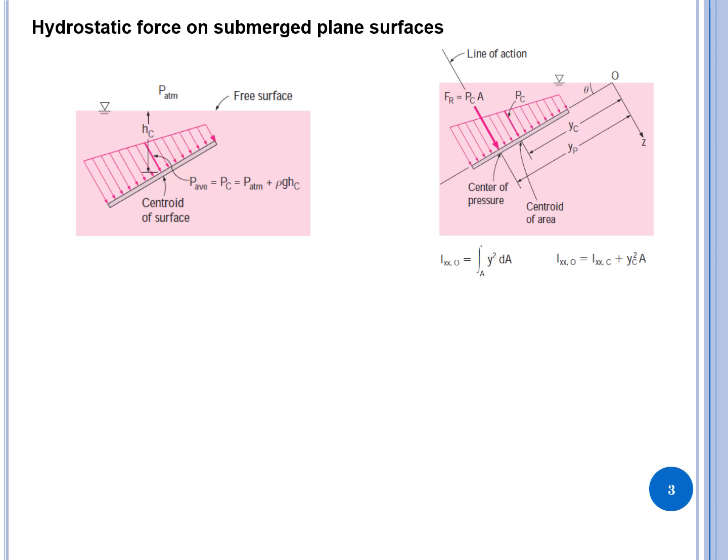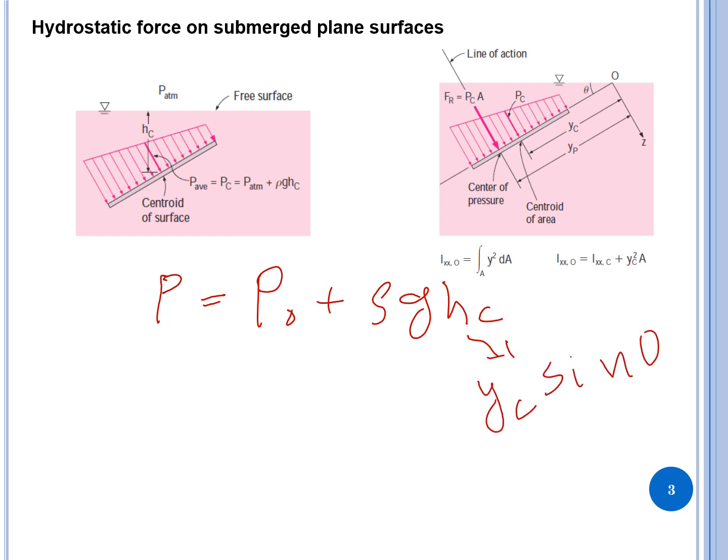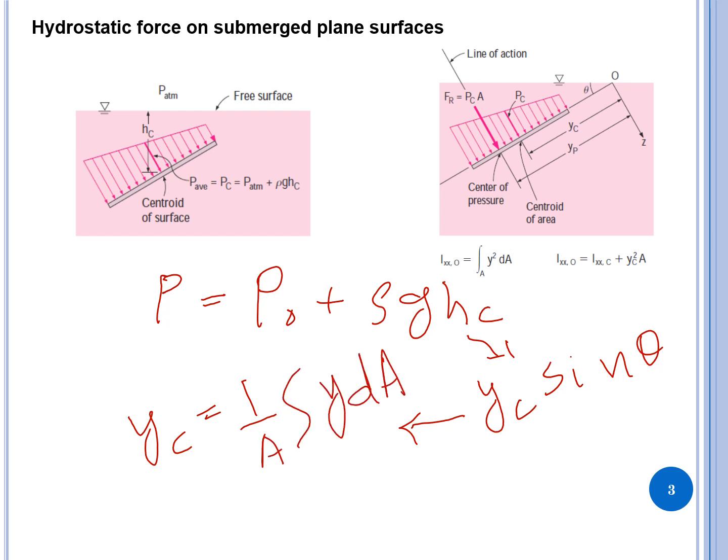So we have derived the relation for pressure, where the pressure is P naught plus rho g hc, and hc is related with yc sine theta, and yc, we have found that already, relates with the first moment of area using that relation.